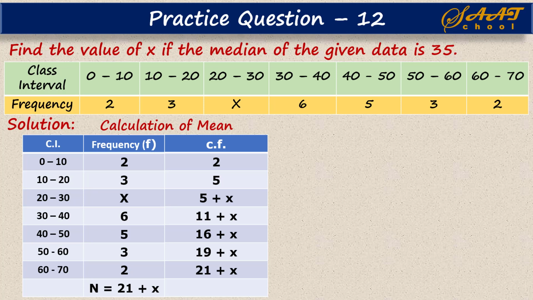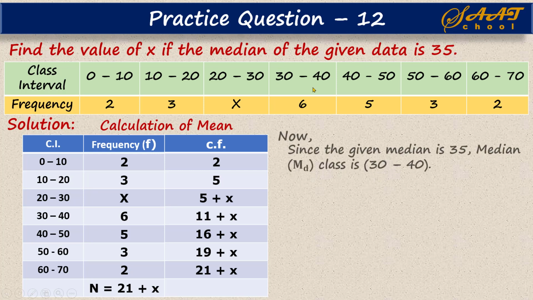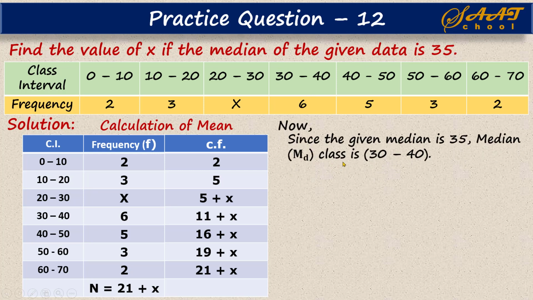Next is to find the median class. Here the value of the median is given, which is 35 in this case. With the help of the value of the median, we can find the median class. So 35 is from 30 to 40. This is the median class, because the median is 35, meaning it belongs to this class. So we can write that the median class is 30 to 40.